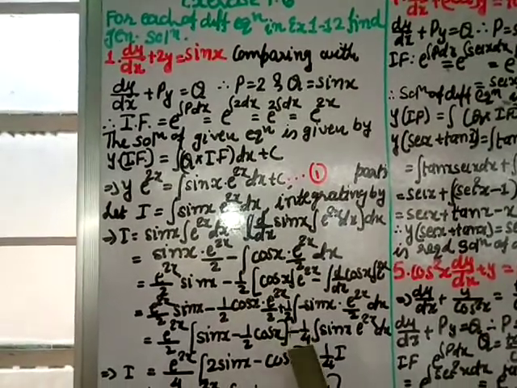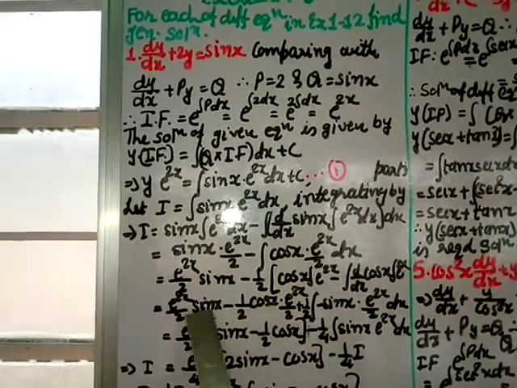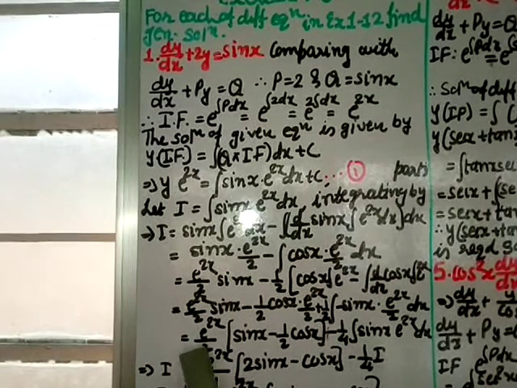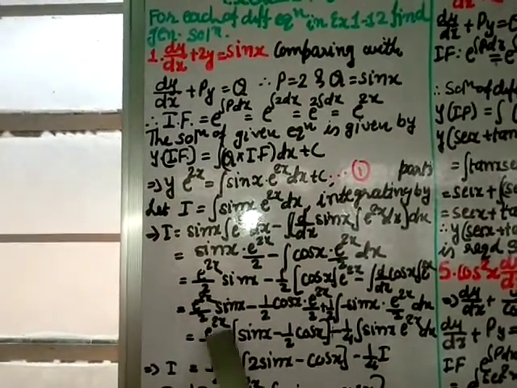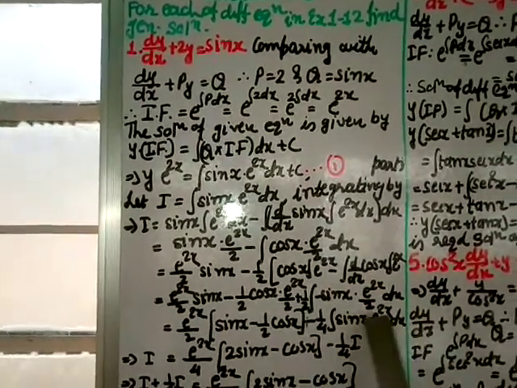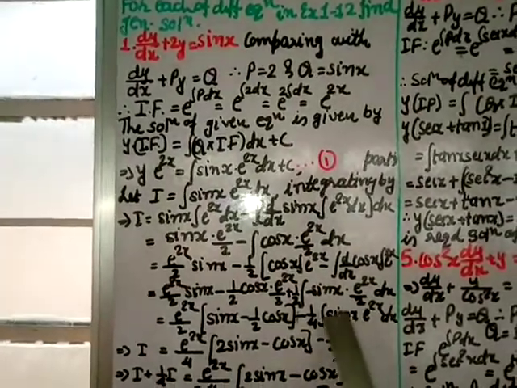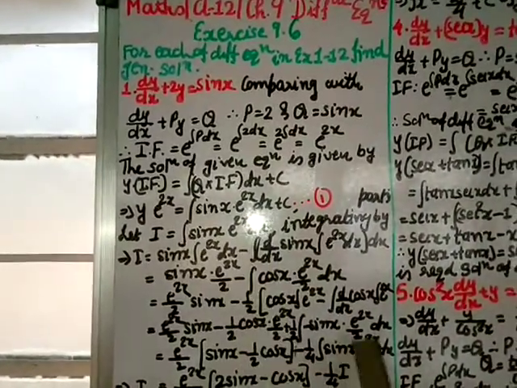So you get 1/4 ∫sin x e^(2x) dx. And from the first two I am taking e^(2x)/2 common. Here remains sin x minus 1/2 cos x, and this is as it is. I multiply 2 into 2, 4. But this is nothing but your I, that is ∫sin x e^(2x). So take this as I.